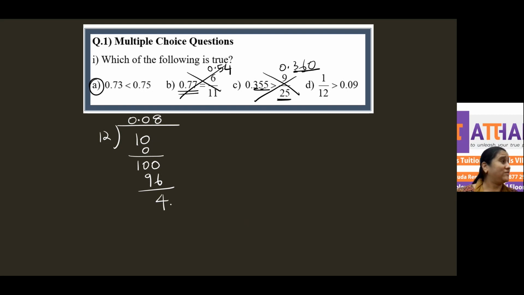Okay, now this is enough. Why? Because there we have 0.09. See, division you can keep doing, but it's enough. 0.09. Now this is 0.08. Is that true?